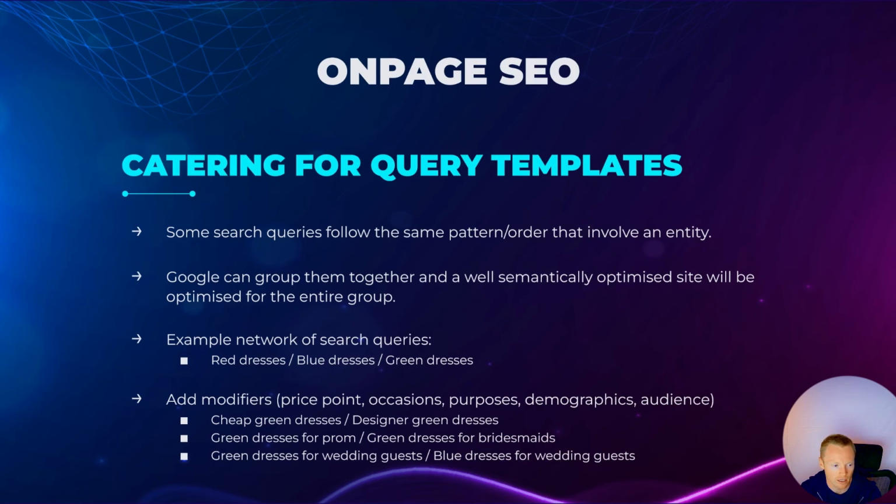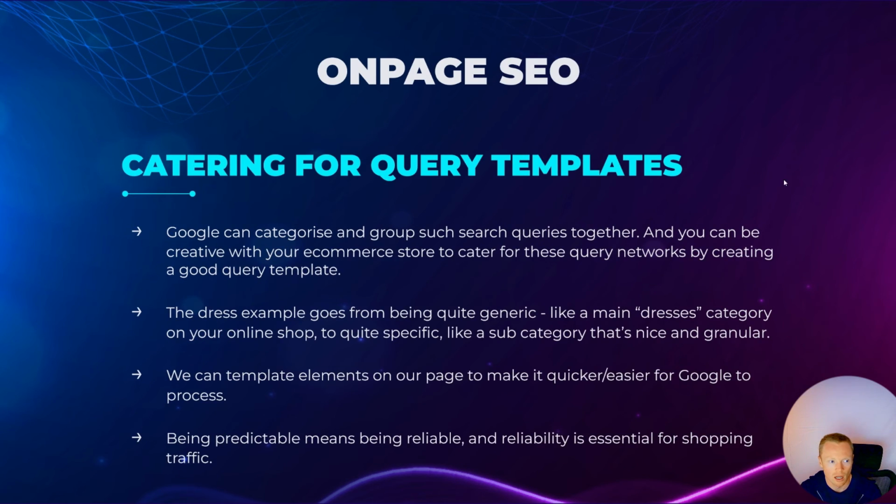And you can be creative with your e-commerce store to cater for these query networks by creating a good query template. So what do we mean by that? The dress example goes from being quite generic, like dresses, a main category, to quite specific, like a subcategory that's nice and granular. So you want to be mapping your title tags across these category pages. I'd say choose a format and standardize it across the query network. Include a predicate, which is a verb, to highlight to Google the purpose of your page.